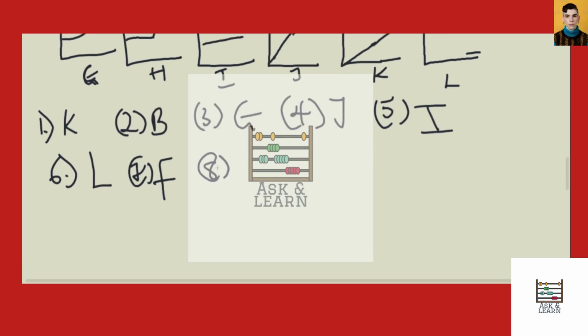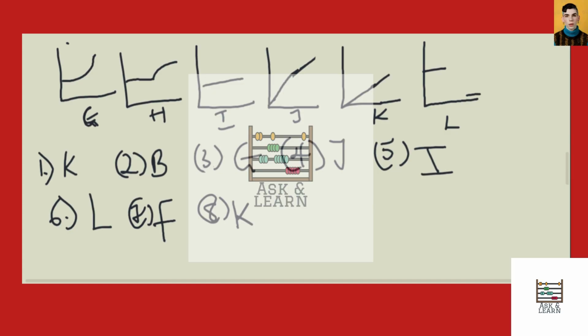Number 8, cost of direct materials used, assume no quantity discount. We're going to use graph K.